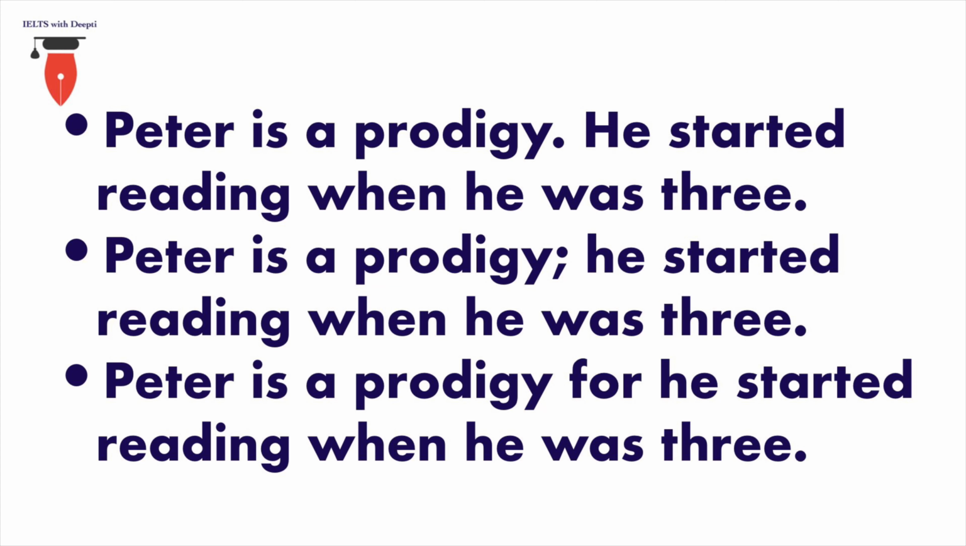There is also a third way in which you can improve this statement. Peter is a prodigy for he started reading when he was 3. So what we have done in this statement is we have added a conjunction, for, and joined the two sentences, thereby making a correct sentence.